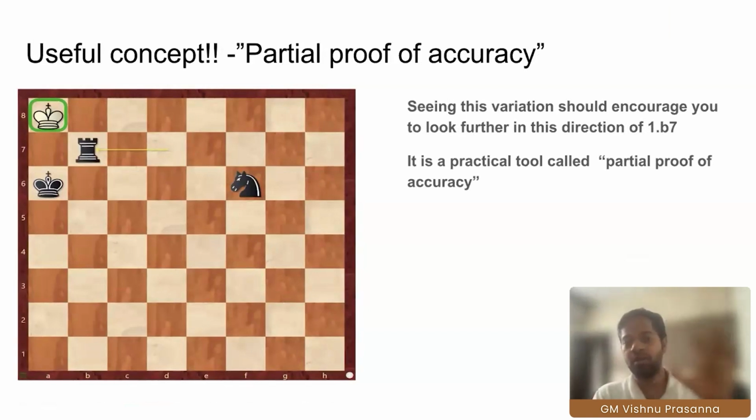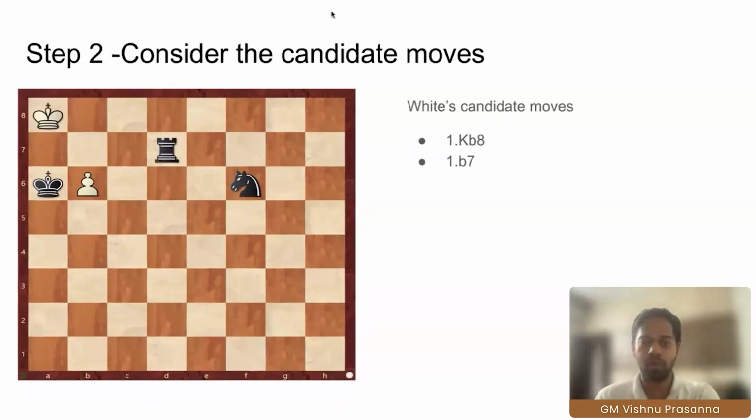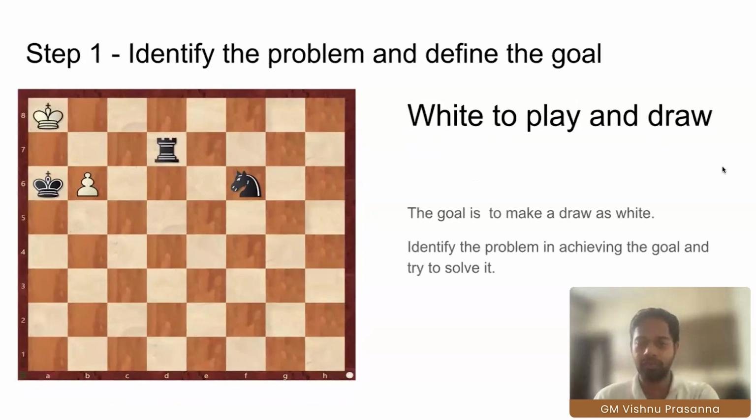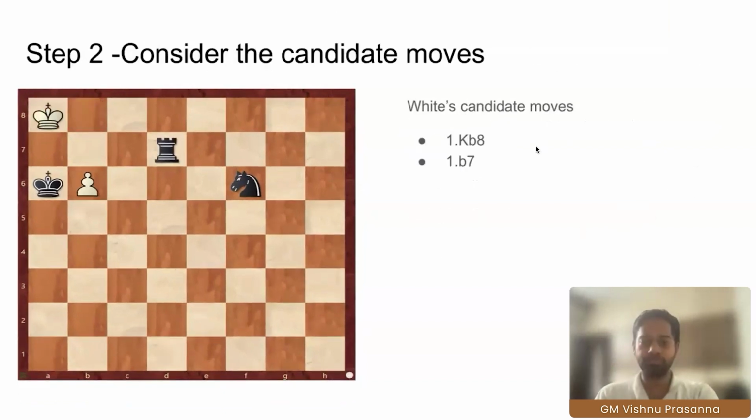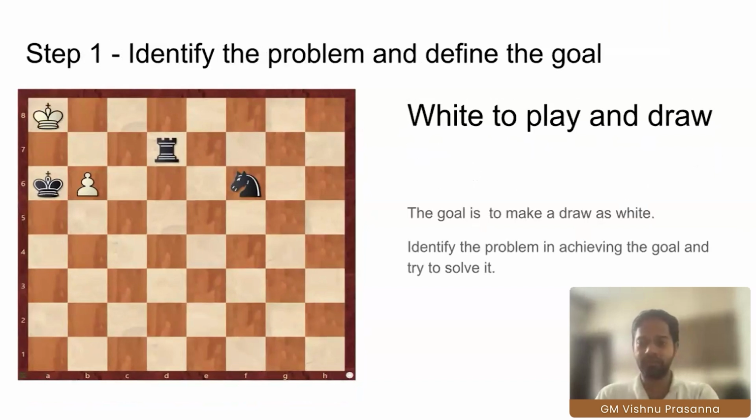So this is what I call partial proof of accuracy. Take this down also, guys. I mean, this is also important, right? So I have eliminated king b8. I calculate b7 and then I'm thinking rook into b7 and I've achieved my first goal. What is the first goal? The goal is to make a draw as white.